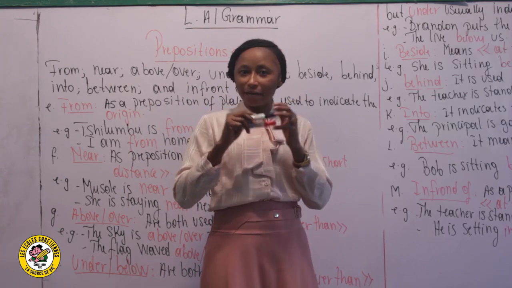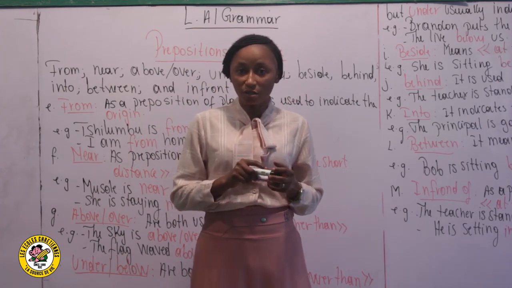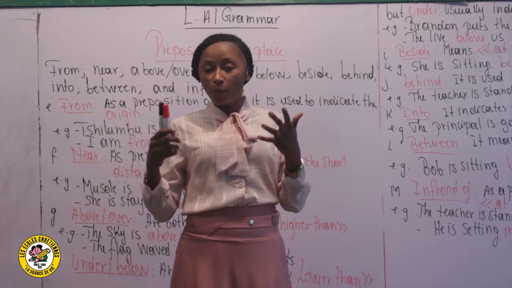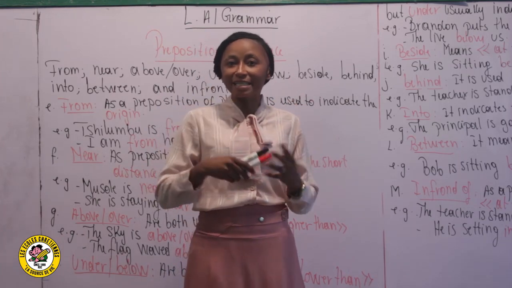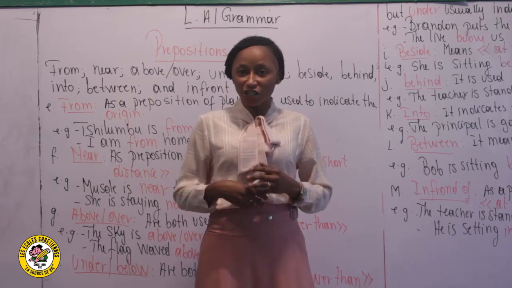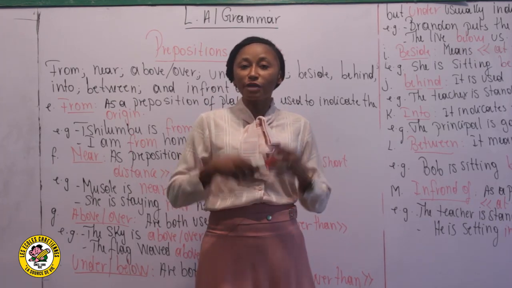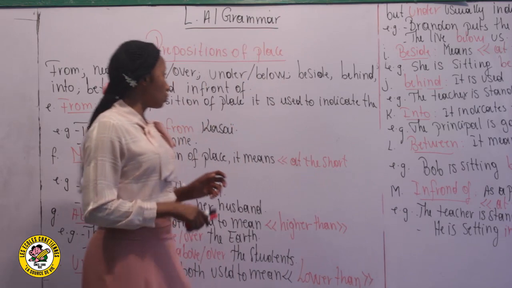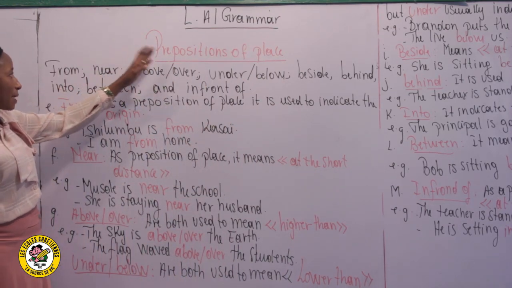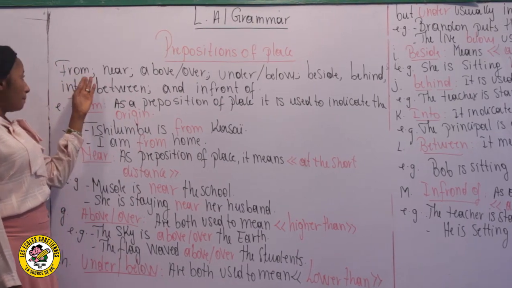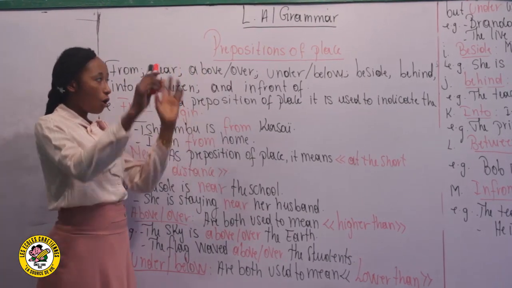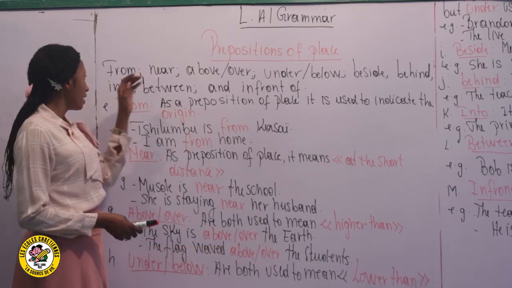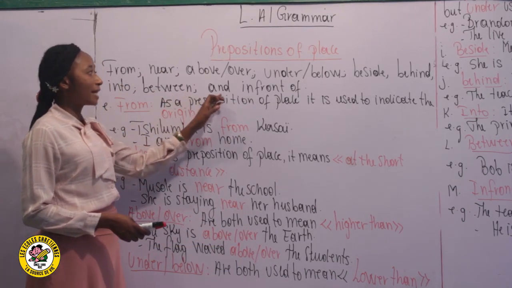Previously, we have been talking about English grammar, and we spoke about prepositions. We get the definition by saying a preposition is a word or a group of words that generally indicates the place, the time, the origin, or the destination. Right now, we are going to continue with the prepositions of place, because previously we gave only 3 or 4 of them. Now we are going to see in English grammar again prepositions of place: from, near, above, over, under, below, beside, behind, into, between, and in front of.